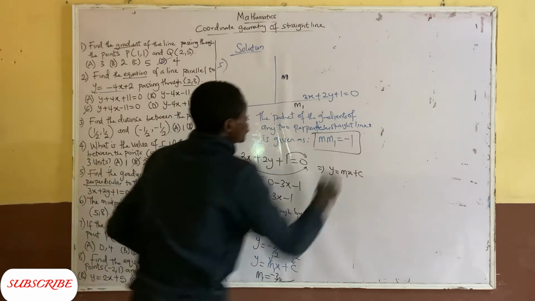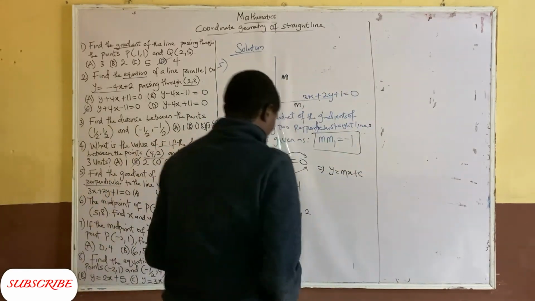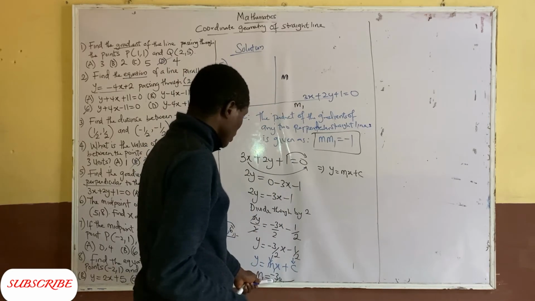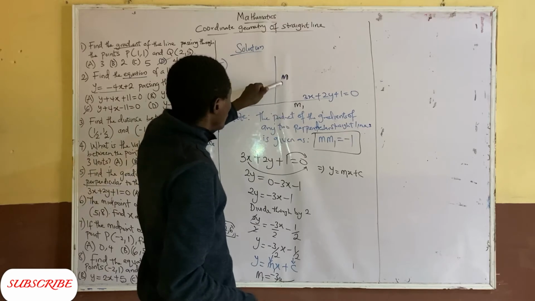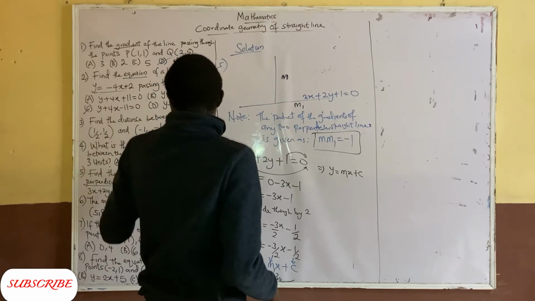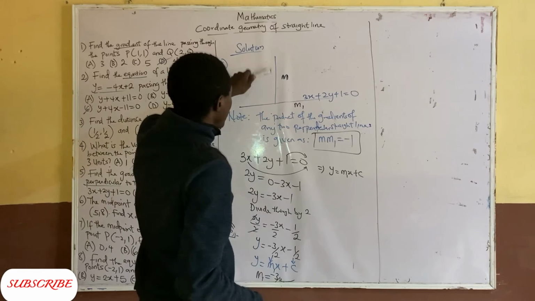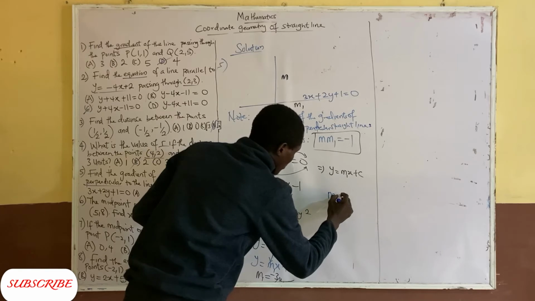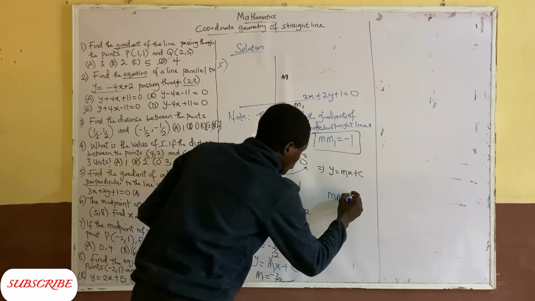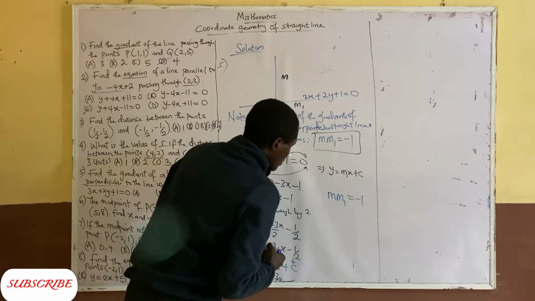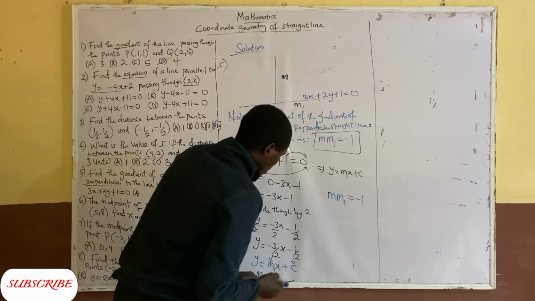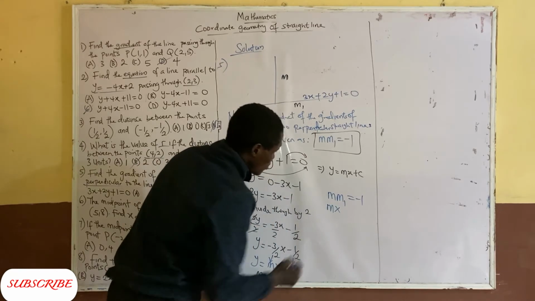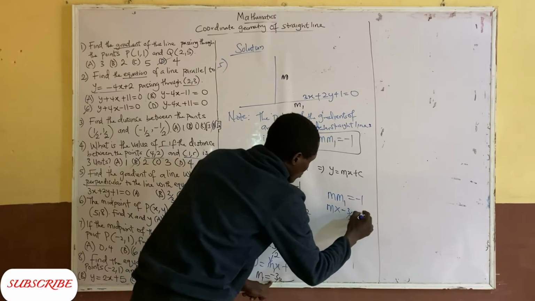So in order to get the m, which is the slope, the gradient for the second line here, it's going to be m multiplied by m1 equal to minus 1. Please note that. So m is the second line multiplied by my m1, which is minus 3 over 2, equal to minus 1.